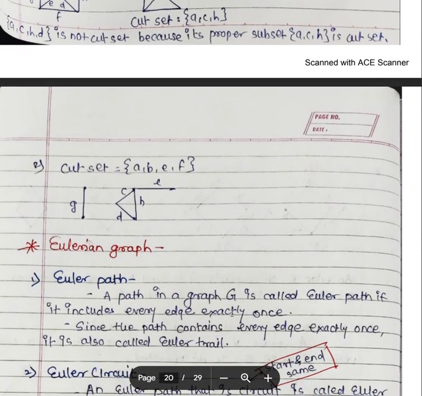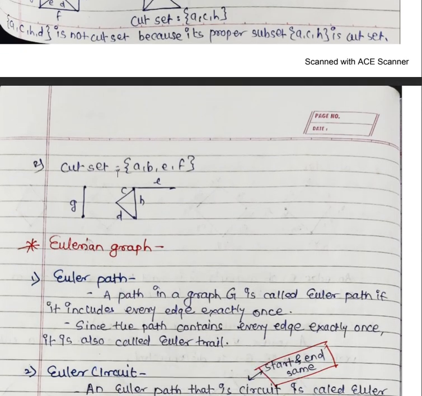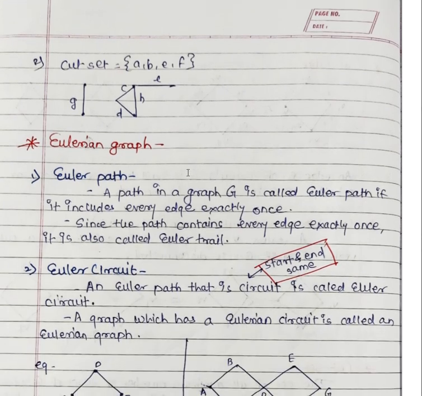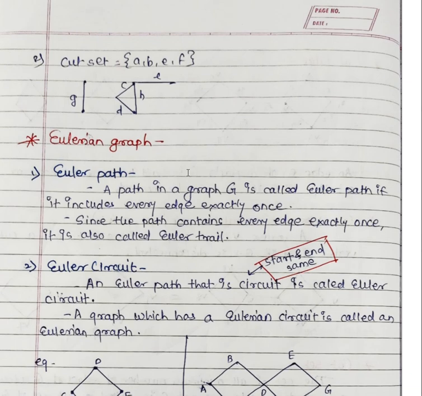This is the second example. In this graph, the cut set is A, B, E, and F. The next point is Eulerian graph. For that, we will see the first point, Euler path.